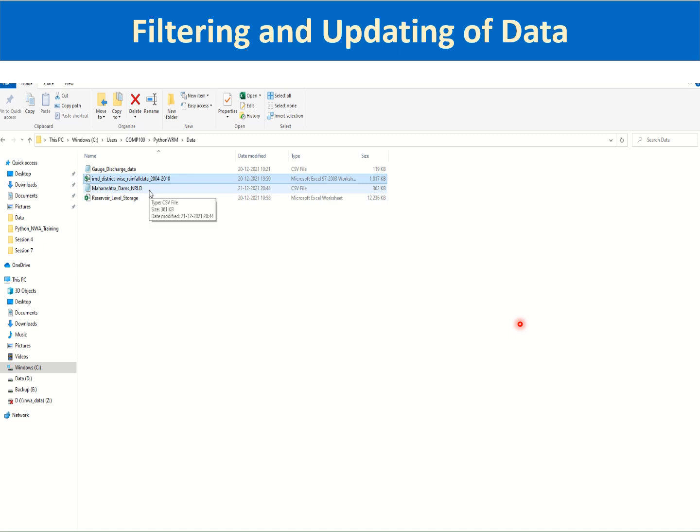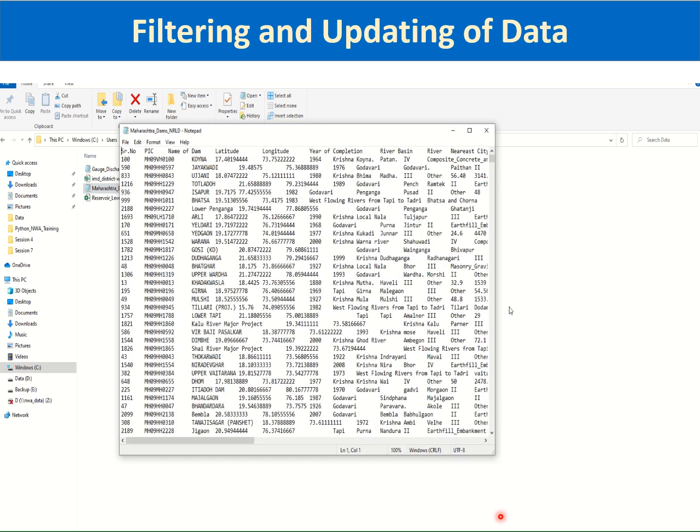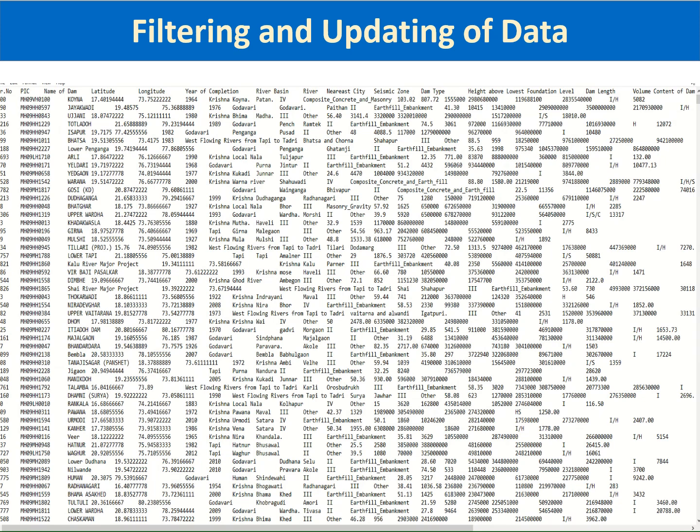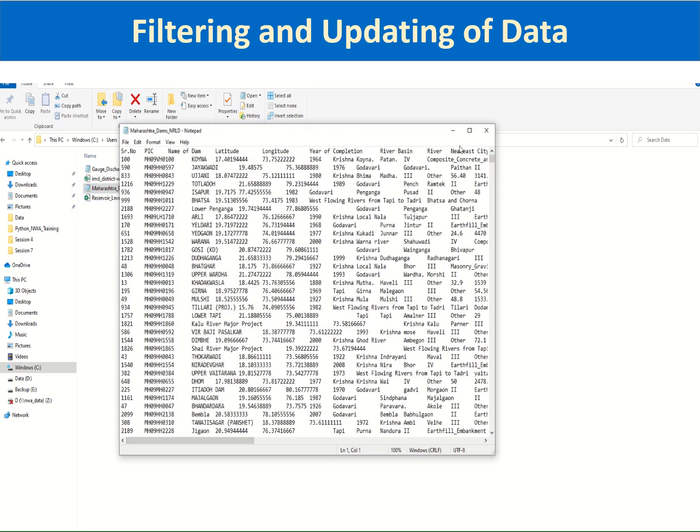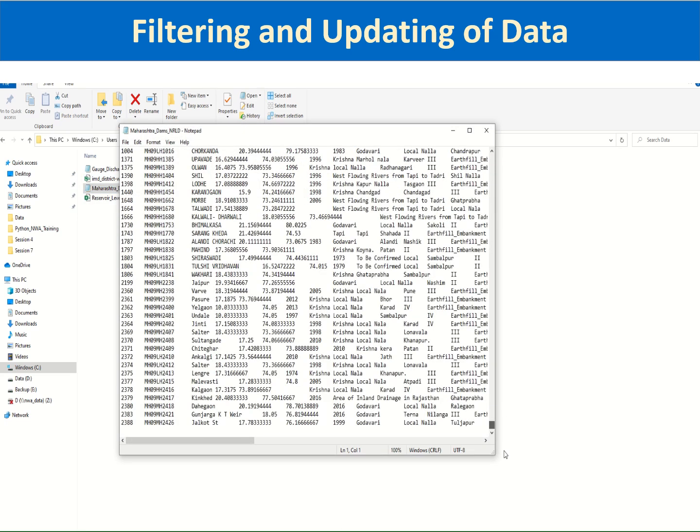one file for which I have taken data from the National Register of Large Dams, which is a periodical publication published by Central Water Commission, and I have copied and collected a text and have prepared a text file, CSV file, of all the large dams as per the definition of NRLD located within the state of Maharashtra.